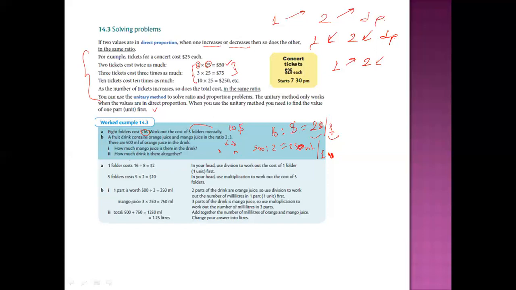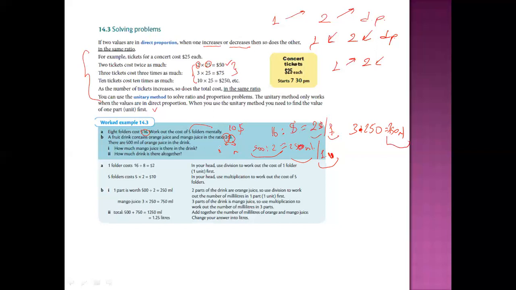And after that, what can we do? In the first case, orange juice was 2, then mango juice was 3. So if 2 parts is 500, then 3 parts must be 3 times 250, because 1 unit was 250, so 3 units is equal to 750 milliliters. What is the 750 milliliters? It is of course mango juice.